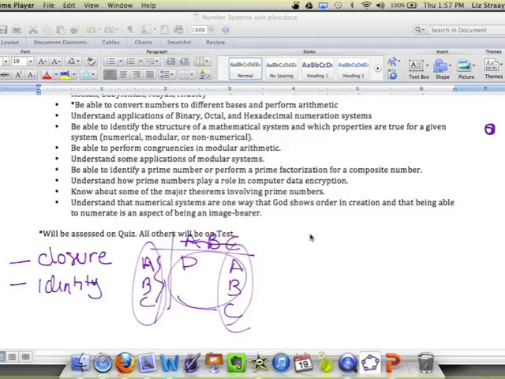So the identity is an element that doesn't change the input, and that'd be where we have a column that matches the original. It should also be true for the rows as well. Another one is associative. Associative is a whole lot harder to check for. What does the associative property say?